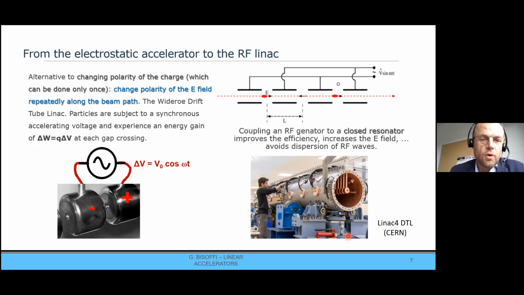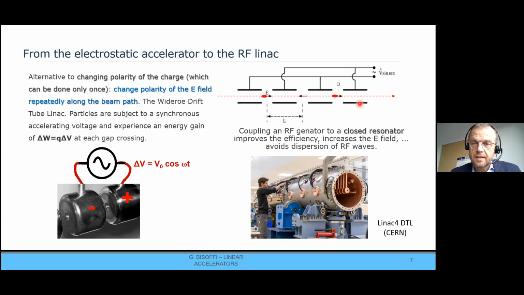So what you need to do, taking again the example of the tandem, is switch from changing the polarity of the charge from negative to positive to changing the polarity of the electric field repeatedly along the beam path. You have already seen the concept of the Wideroe drift tube Linac. So the particles are subject to a synchronous accelerating voltage and experience an energy gain at each gap crossing, which is given by the product of the charge state times the delta V that they get at this voltage.